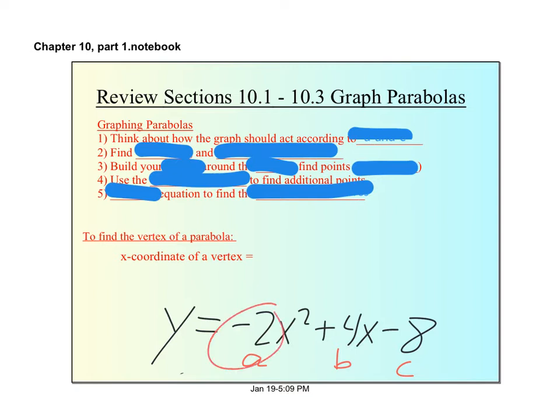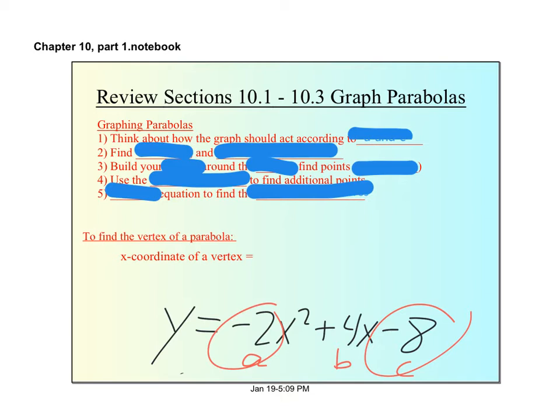A can tell you a lot. It's negative. That's important. Also, because its absolute value is bigger than 1, it will be a stretch, so it'll be a little skinnier. And C: keep an eye on where it's going to cross the y-axis, negative 8. Those give you an idea of what to picture in your head before you start putting pencil to paper.